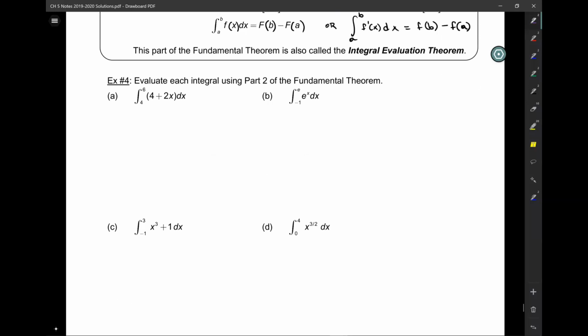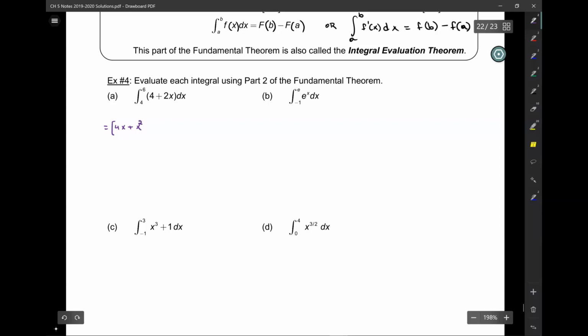Take a look at this one. Evaluate each integral using part 2 of this. Here, when I find the antiderivative, I get 4x plus x squared. Talking about the placement of these brackets, you can say this is evaluated from 4 to 6, or when it's more than one term, ask yourself, what is the 4 to 6 applying to?